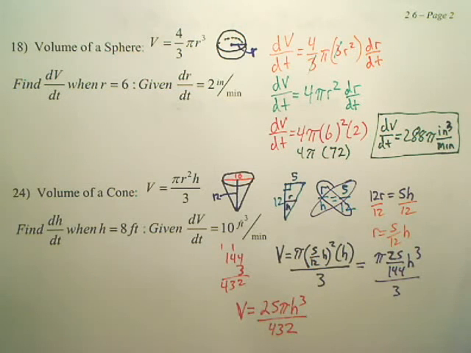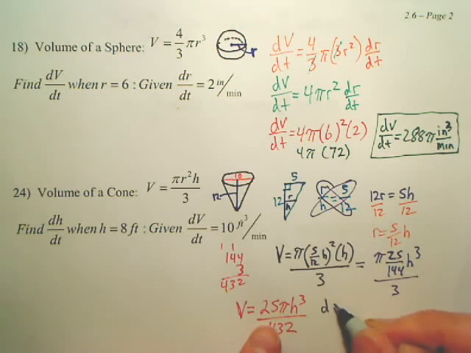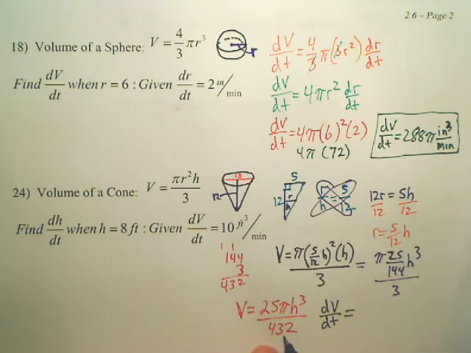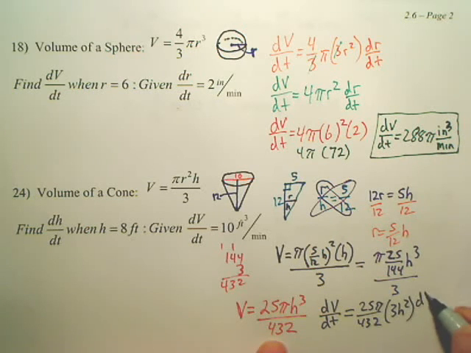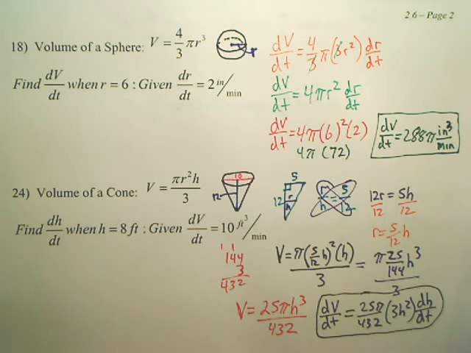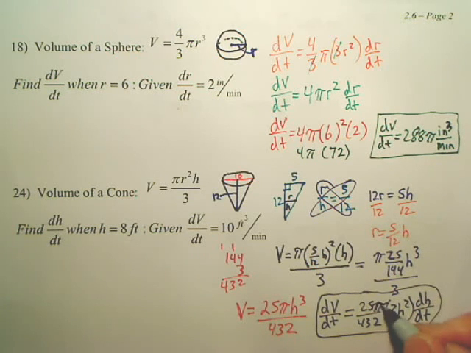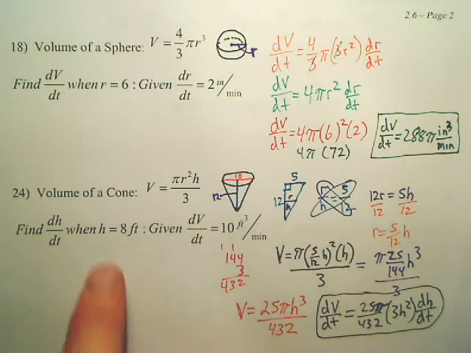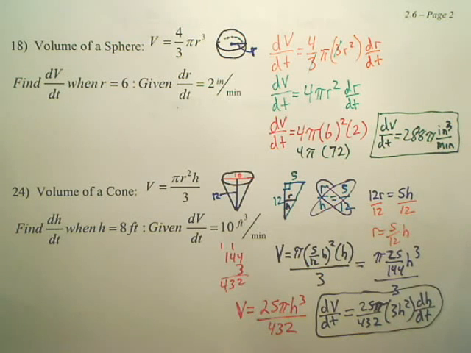This is where it gets a little bit more complicated. So we now have dV/dt is equal to, can I take the 25 pi over 432 all out and make this simply 3h squared dh/dt. That is the equation I want to use right there. This is my new equation. This is a pi. Can I plug everything in I have right here, find dh/dt?